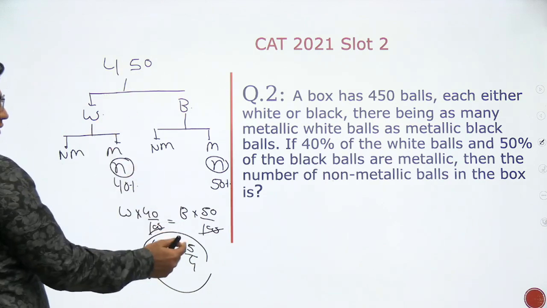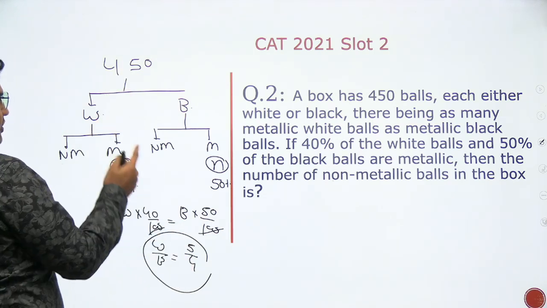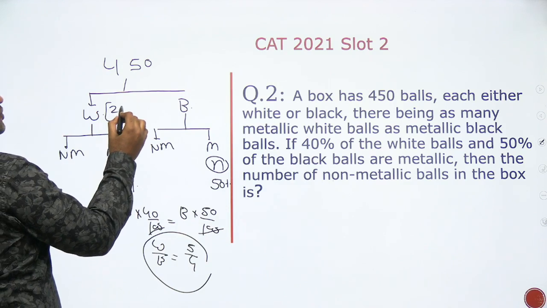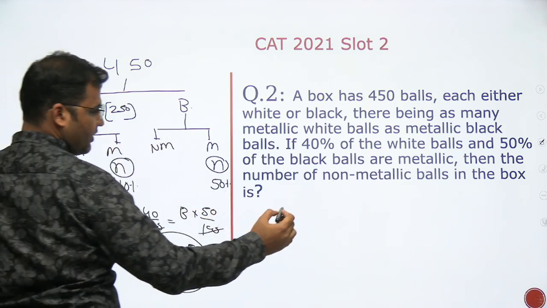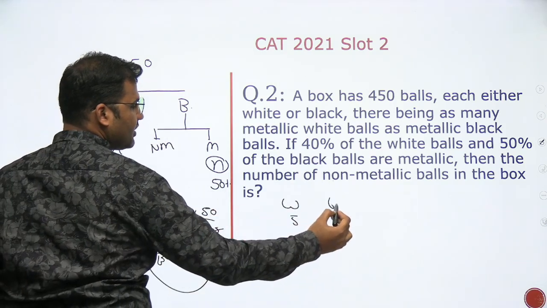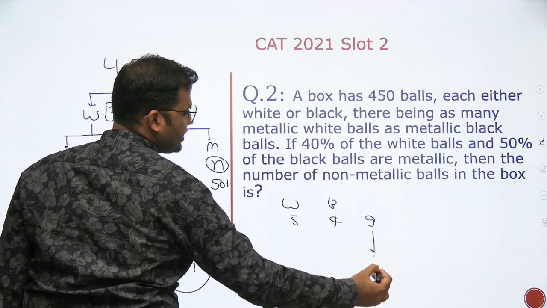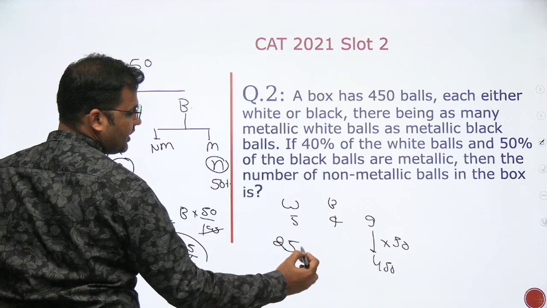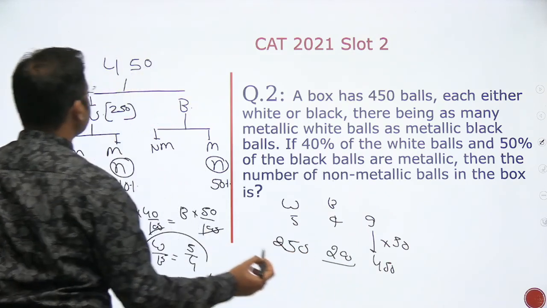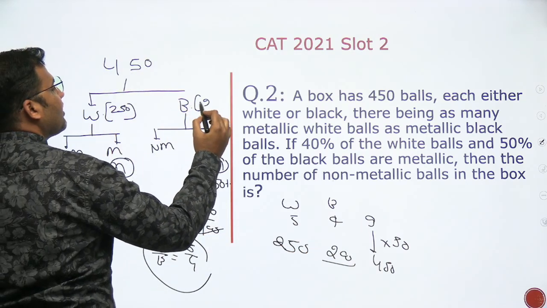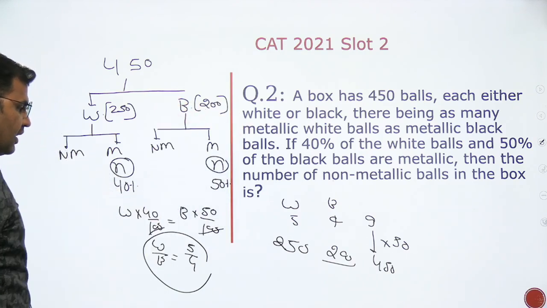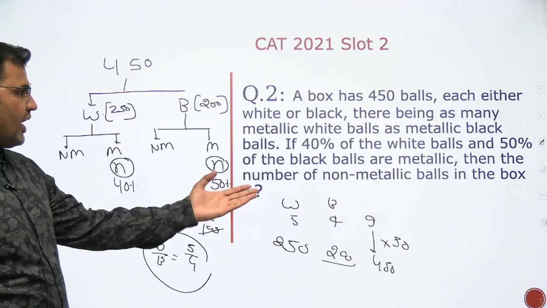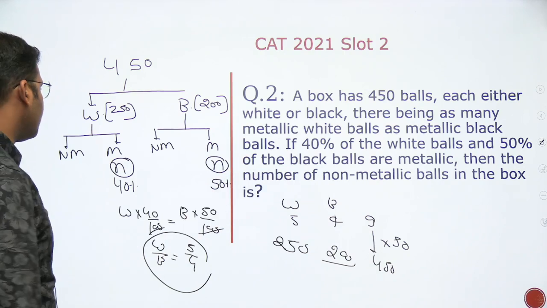So divide 450 in the ratio 5:4. You see that the white balls will be 250. How do you do that? White balls are 5, black balls are 4, total is 9. If the total is 450, that is 50 times, so white will be 250 and black will be 200, right? Now white is 250 and black balls are 200. Easy.